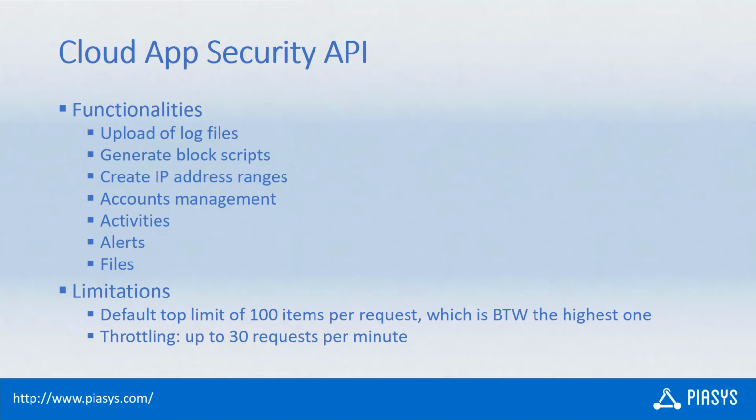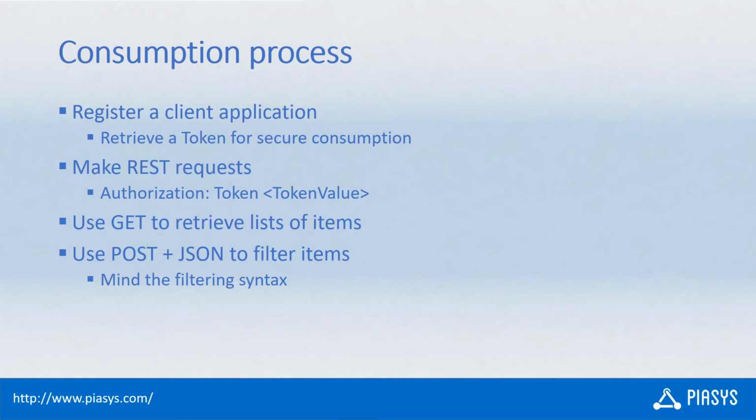Whenever you consume the Cloud App Security Service, you need to keep in mind that there are some throttling rules, as in any other cloud service. So, for example, by default, you will retrieve information with a top limit of 100 items for each request. And moreover, you can make up to 30 requests every minute, but not more than that, otherwise you will be throttled. Whenever you want to consume the Cloud App Security Service using the REST APIs, you will need to register your application in the security settings of the Cloud App Security Service. You will get back a token, and using that token, you will be able to provide an authorization header in the REST request that you will make targeting the Cloud App Security Service. Then you will be able to use GET or POST requests in order to query lists of data or to add or make searches for specific kinds of data.